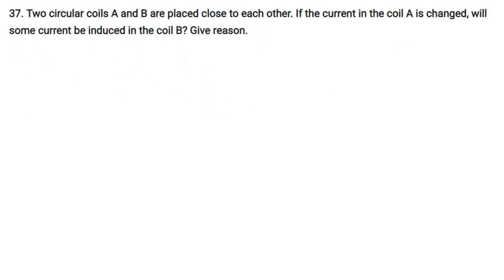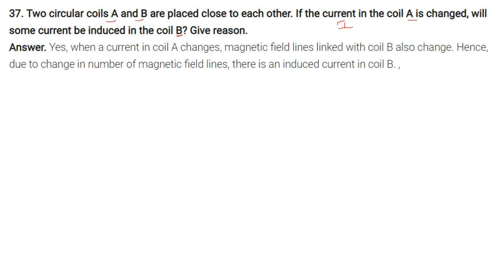Two circular coils A and B are placed close to each other. If the current in coil A is changed or varied, will some current be induced in coil B? Give reason. Yes, when the current in coil A changes and they are nearby, the magnetic field lines linked with coil B will also change. Therefore, due to the change in the number of magnetic field lines, there will be an induced current in coil B as well.